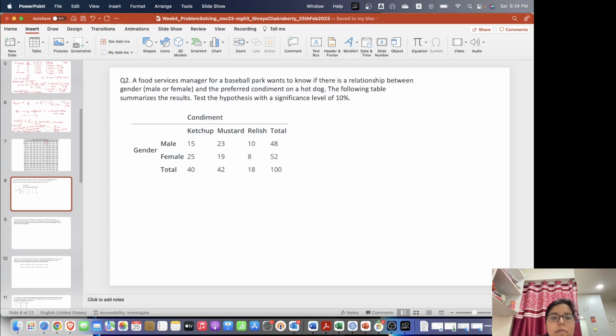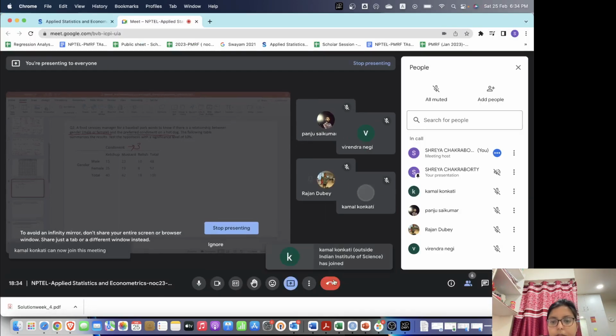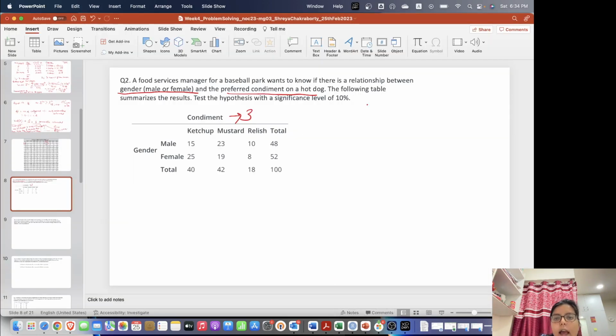So a food services manager for a baseball park wants to know if there is a relationship between gender and preferred condiment on a hot dog. So these are the number of condiments, number of categories: there are 3, and gender categories there are 2. So we have to test the hypothesis if there is a relationship between gender and preferred condiment or not.